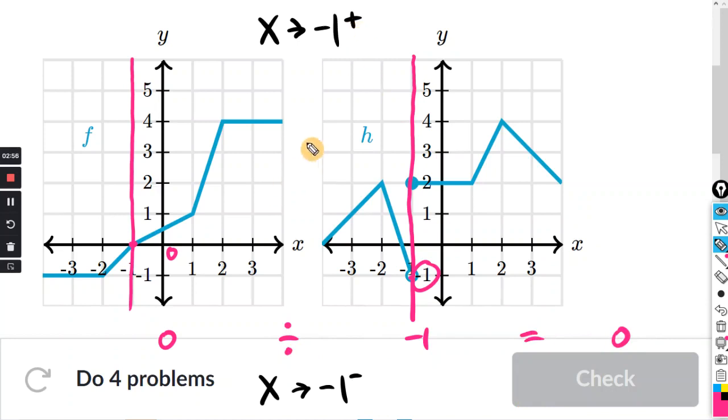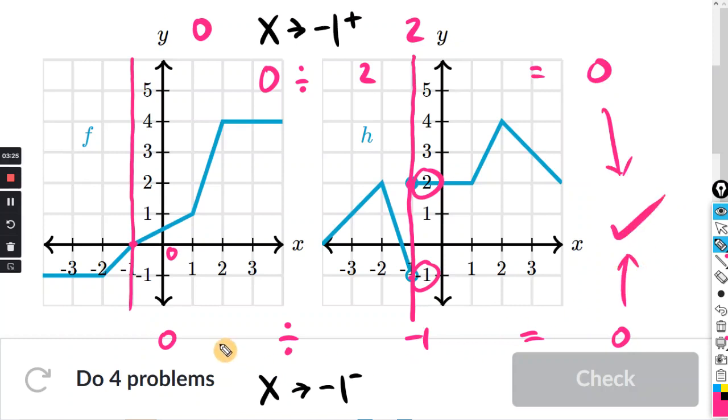Let's try it from the positive side. We're coming from the positive x-axis. We end up right here at 0. Now coming from the positive side on this graph, we end up right here at y equals 2. And we basically have 0 divided by 2, which also equals 0. So the zeros match. The one-sided limits match, so the limit is 0, as long as we're not dividing by 0.